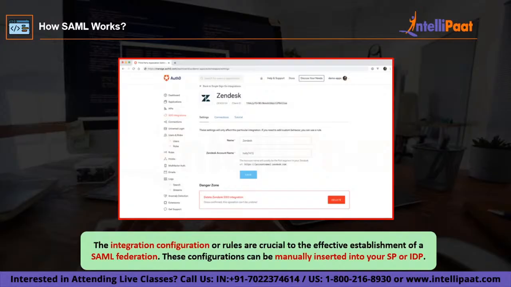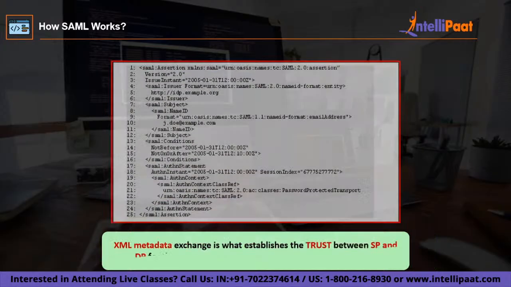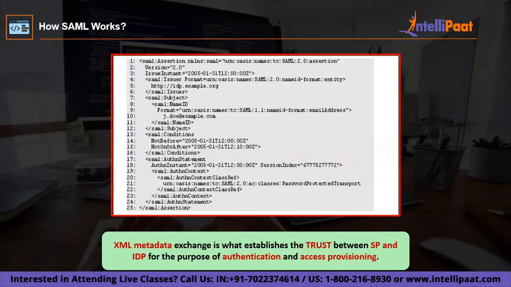This file also contains settings and the certificate of the system. Now, once you exchange this file, the SAML federation gets executed. This metadata exchange is what establishes the trust between these entities for authentication and access provisioning.